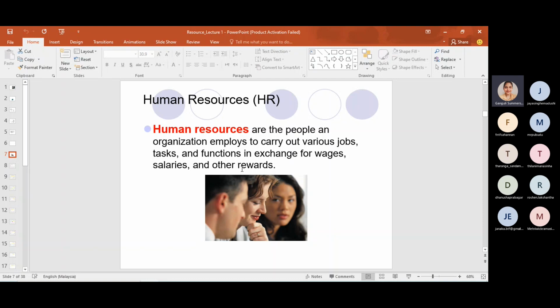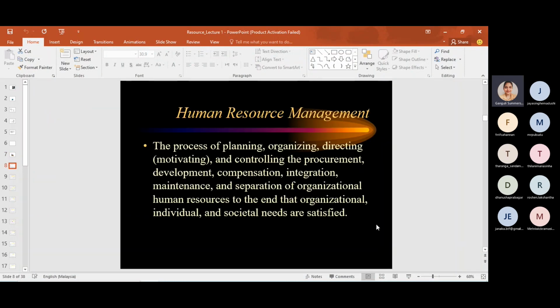Resources means only the people, only the humans. Human resource management means how you manage these humans. They are two different things. Human resources and human resource management are not the same, so do not get them confused. Okay, so this is how we can define human resource management.